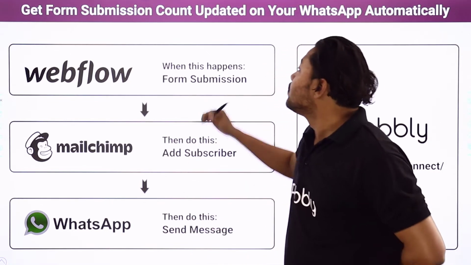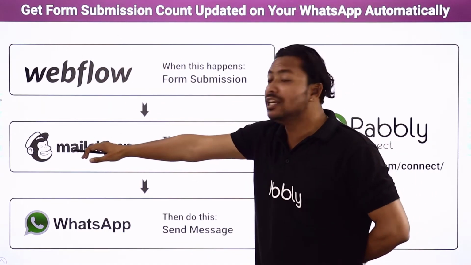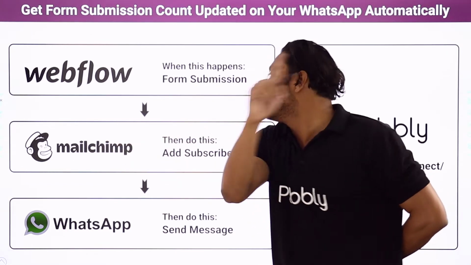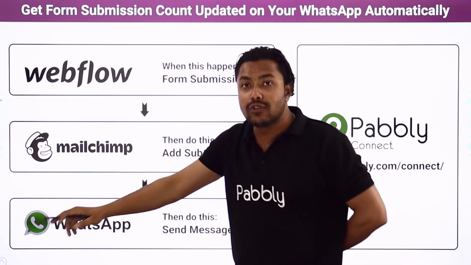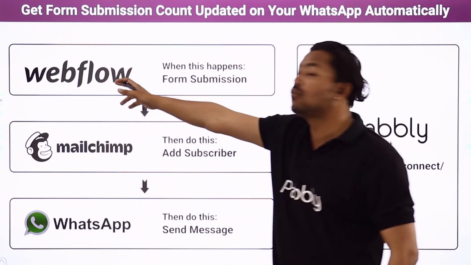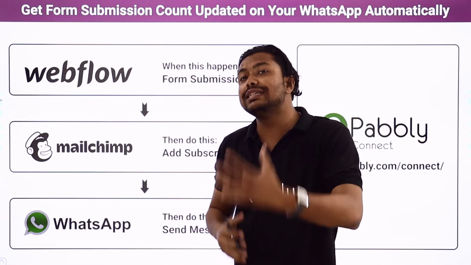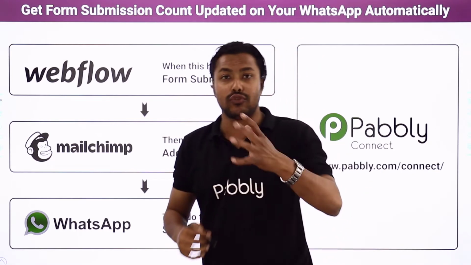What is happening here? First, we are going to have a form submission. Through form submission, we are going to add a new subscriber automatically to MailChimp. And from there, we are going to have form submission count on our WhatsApp number. So we will know how many forms have been filled through our Webflow, and for that, how many subscribers we have in our MailChimp account from that Webflow form submission.